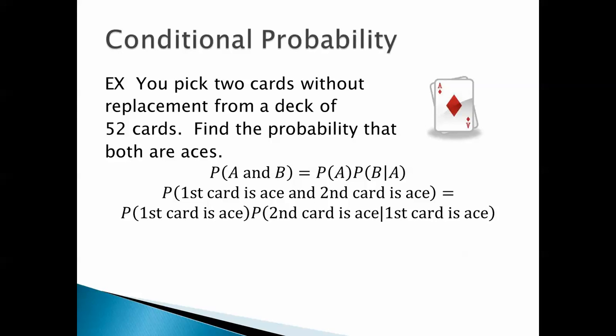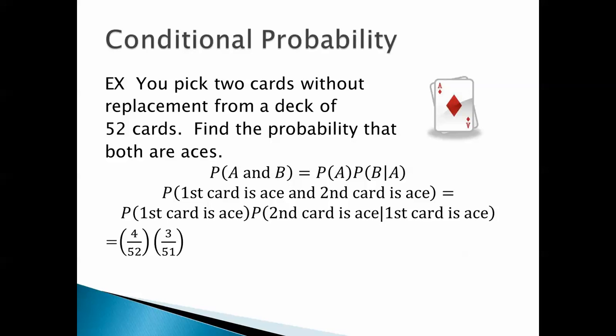Based on the above formula, it's the probability that the first card is an ace, we'll call that A, times the probability that the second card is an ace, given that the first card is an ace. So again, second card is an ace, we'll call B, and first card is an ace is A. All we're doing is plugging in first card is ace for A, and second card is ace for B, and this is what we get.